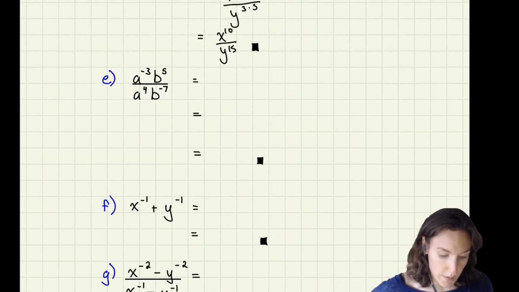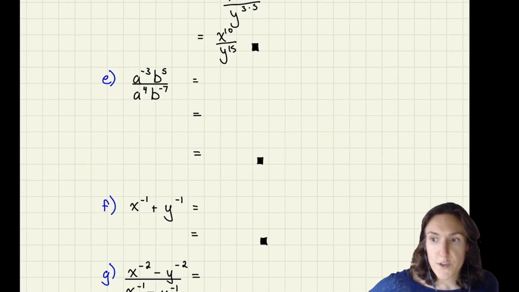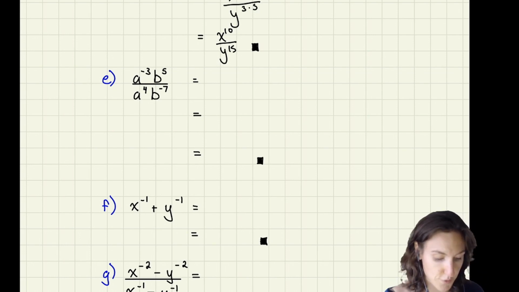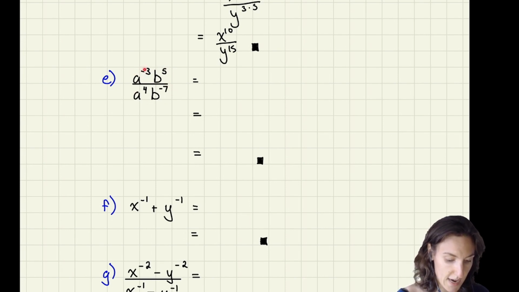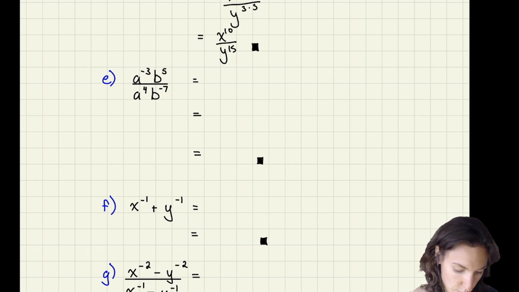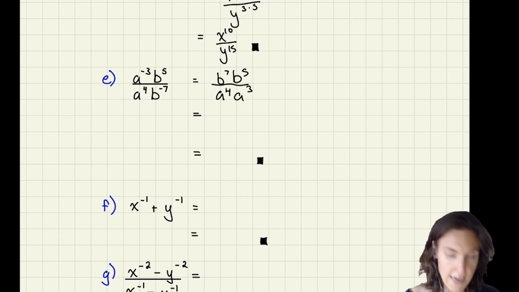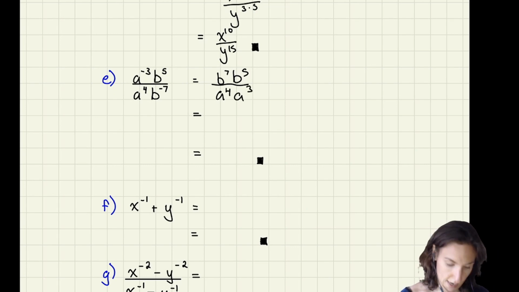For this next one, before we start simplifying, there's a few different ways you can do this, but what I'm personally going to do is, because these are all multiplied together on the top and the bottom, I'm just going to bring this a down here and this b up here. So if I do that, I'll be dealing with positive exponents. So b to the 7, b to the 5, divided by a to the 4, and I'm going to bring that a to the negative 3 down to get rid of the negative.